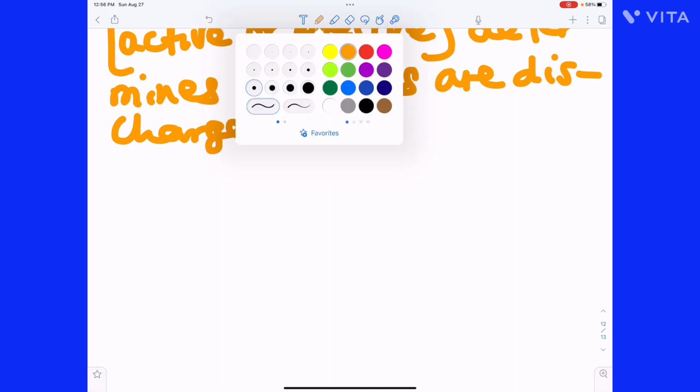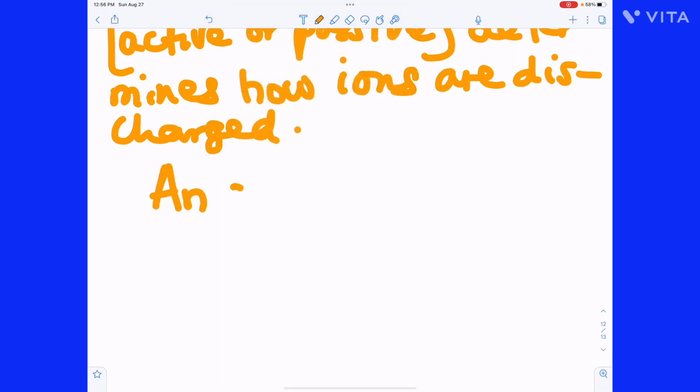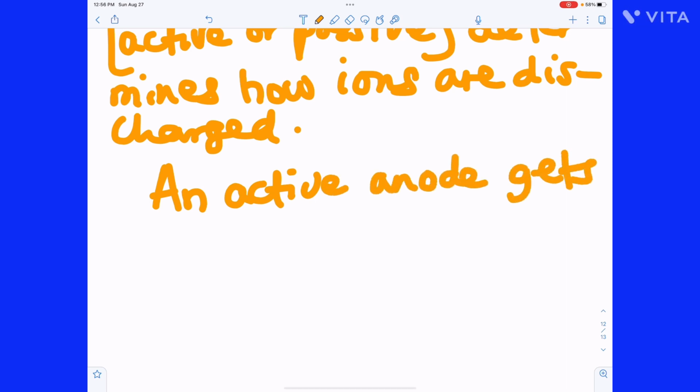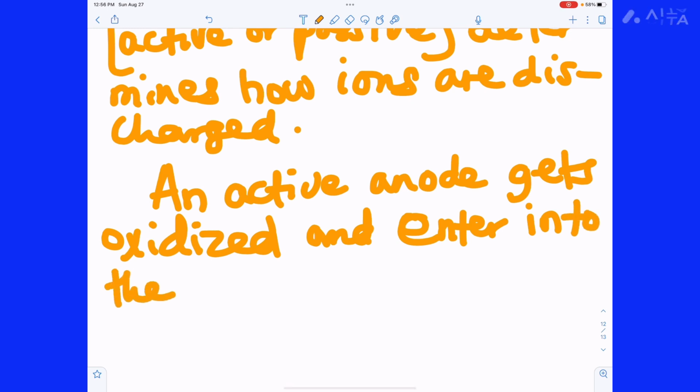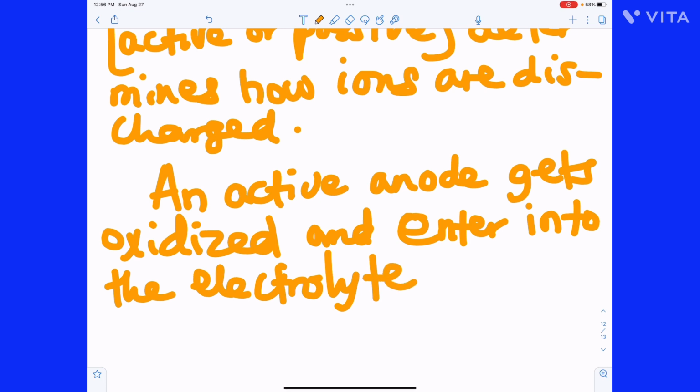An active anode gets oxidized and enters into the electrolyte as positive ions.